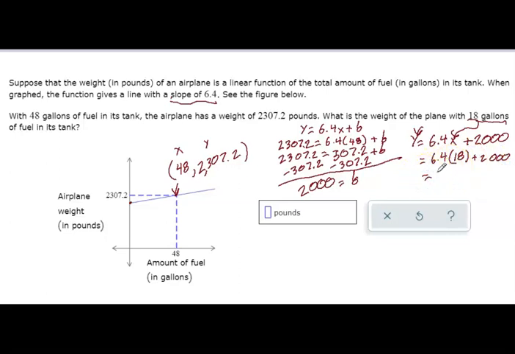So first, 6.4 multiplied by 18 would be 115.2. Bring down the plus 2,000. And that's finally equal to 2,115.2. So the weight in pounds of this airplane when it had 18 gallons of fuel would be 2,115.2 pounds. And that wraps it up for this quiz.